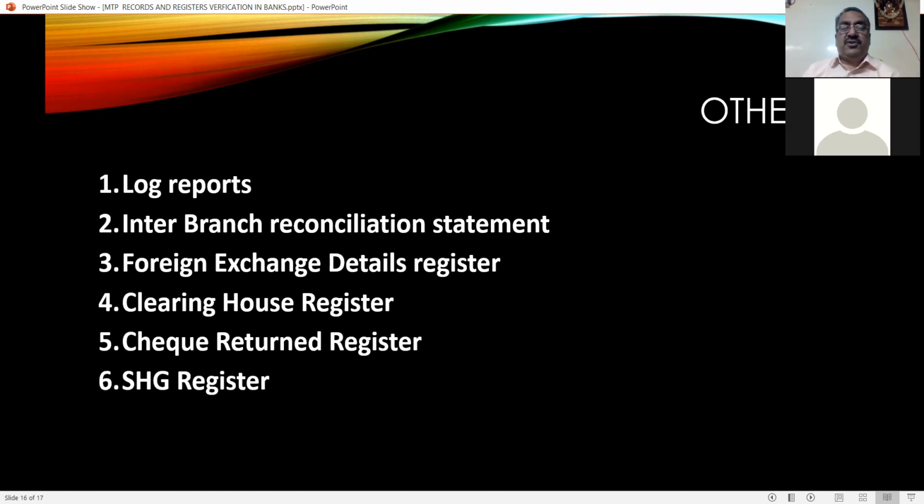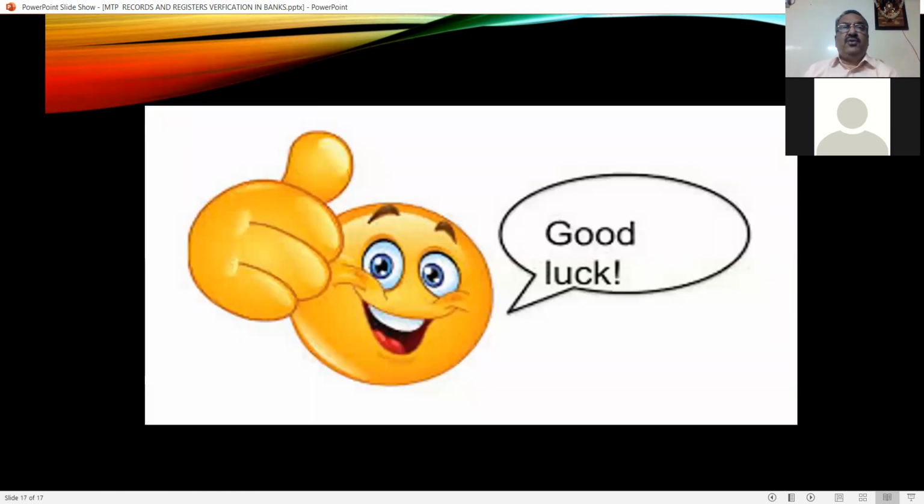Sorry, the self-help group register. These are the registers that you have to verify. You have to call for and verify these registers, because this will be helpful to come to a conclusion during your audit. I might have omitted some registers. If you want, you can put it in the chat box. I think I have covered it to the maximum extent, but sometimes due to non-concentration or oversight, I might have omitted some ledger. If you want, you can give suggestions.